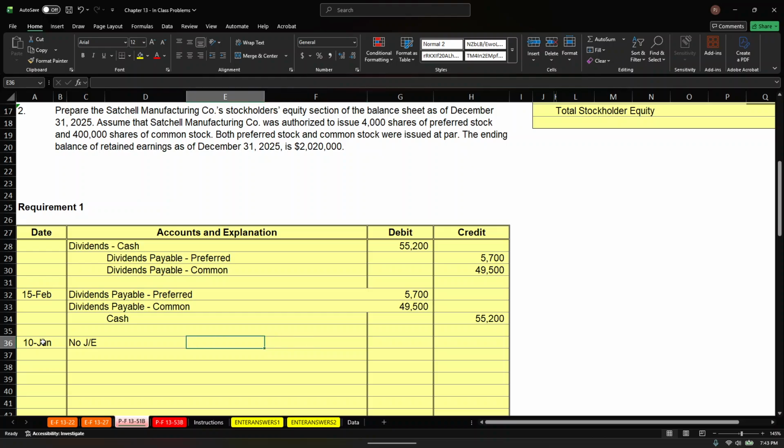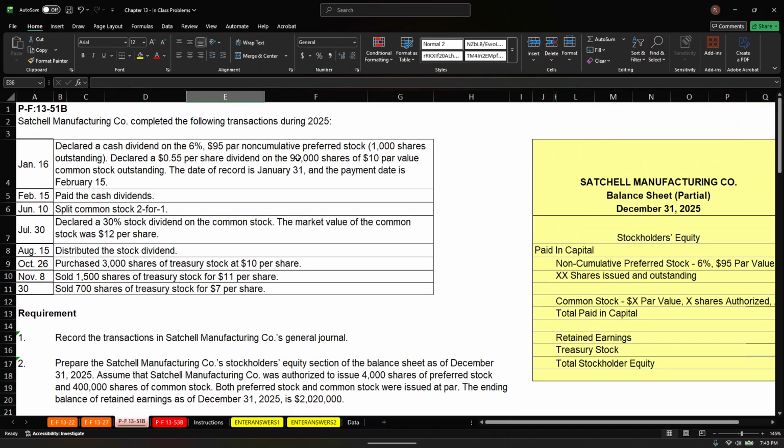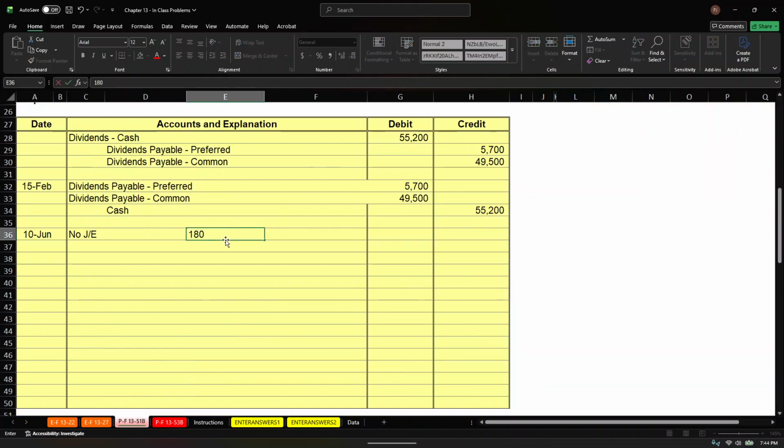But okay, let's just be clear. How many shares are now issued and outstanding? 180,000. Because again, we started off with 90,000. We're now doubling that. Okay, so we have 180,000 shares outstanding. And what is the par value? $5, because it was 10. When we have a stock split, we're essentially just doubling the number of shares, but halving the par value. Okay.